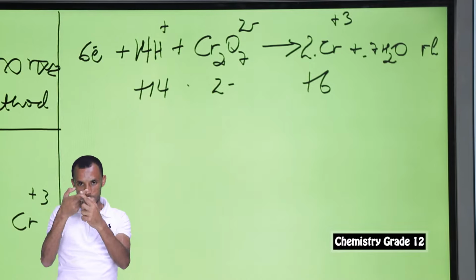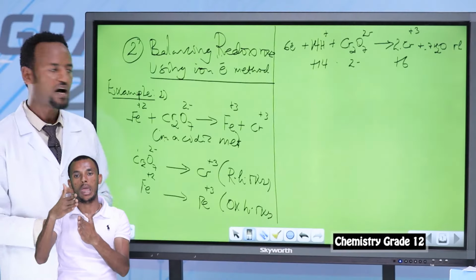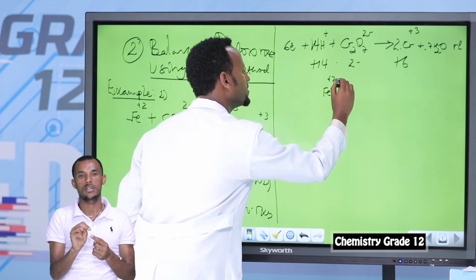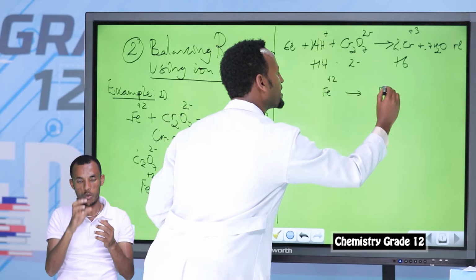The second step, in a similar way, is to balance the oxidation half reaction. Now, Fe2+ converted into Fe3+.